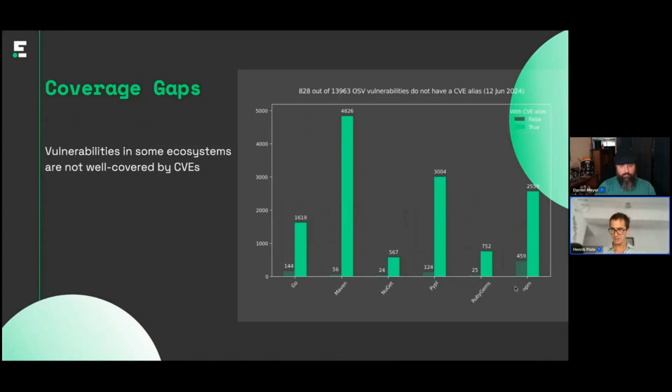And I think the one to call out here on this chart is the NPM ecosystem, where roundabout 459 vulnerabilities do not have a CVE alias, right? So this is important for your vulnerability management processes, basically, that if you use NPM, Node.js for your applications, you cannot only rely on NVD for receiving vulnerability advisories. You would miss out a great share of advisories, basically.